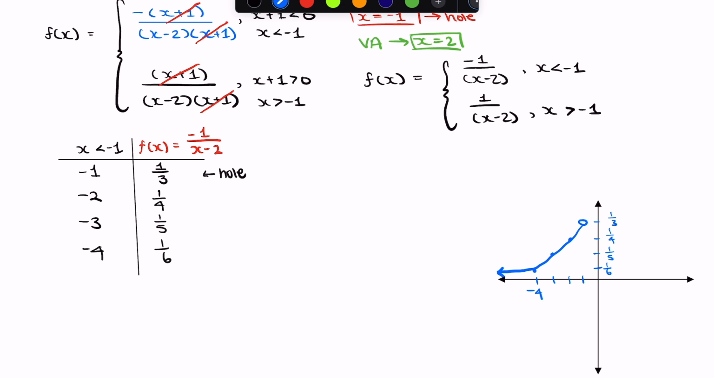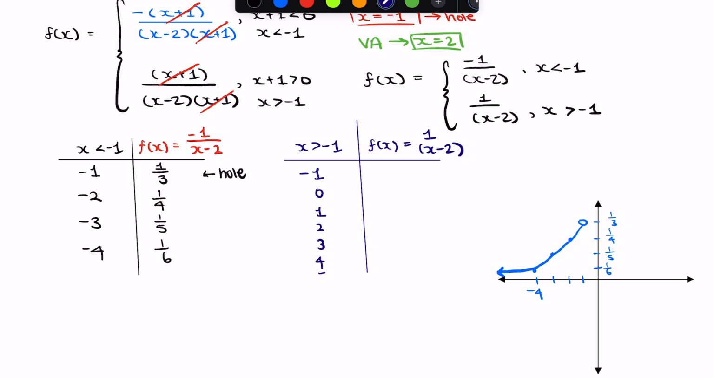If we look at our second part of this graph, that's again when x is greater than -1. So we'll put another table of values here, and then put it on the graph. So this will be when x is greater than -1, and f of x will be equal to 1 over x minus 2. And so here we'll start with -1, 0, 1, 2, 3, 4, and 5. And so at -1, we get a value of -1 over 3. And remember, this is where the hole is. At 0, we get -1 over 2. At 1, we get -1.